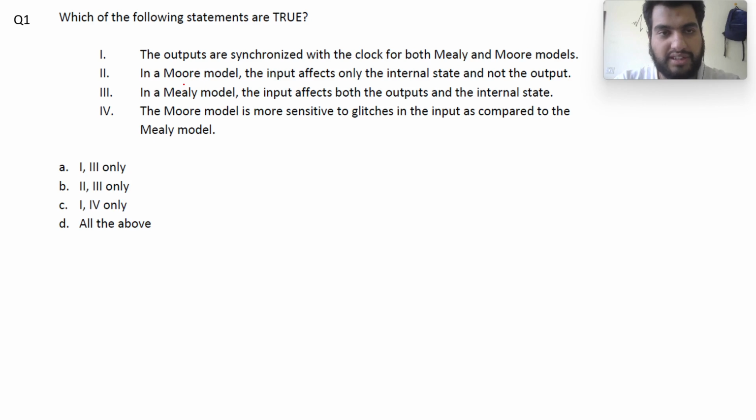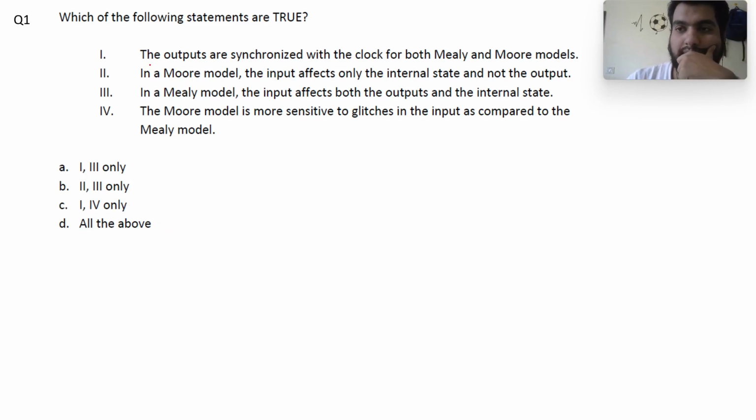The first statement states that the outputs are synchronized with the clock for both Mealy and Moore models. Number 2, in a Moore model, the input only affects the internal state and not the output. Number 3, in a Mealy model, the input affects both the outputs and the internal state. And number 4, the Moore model is more sensitive to glitches in the input as compared to the Mealy model. Let's go through each statement one by one.